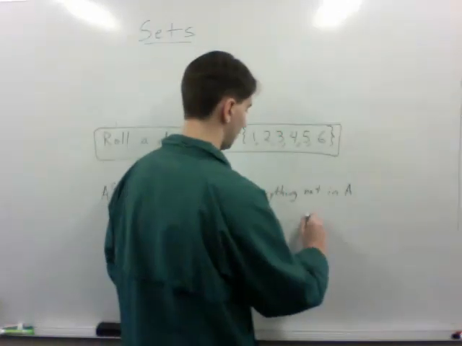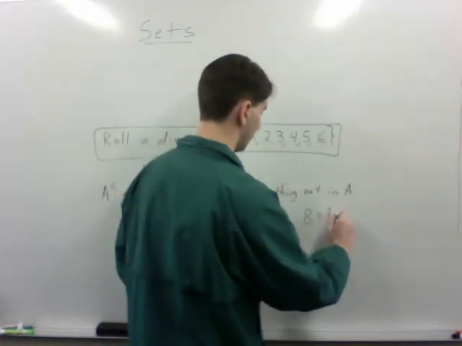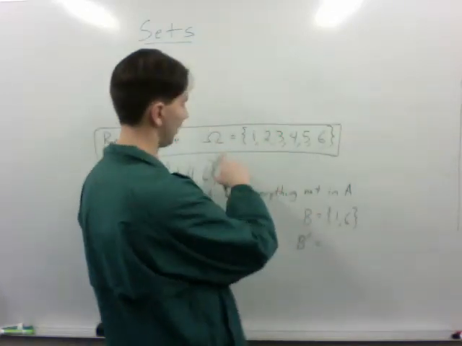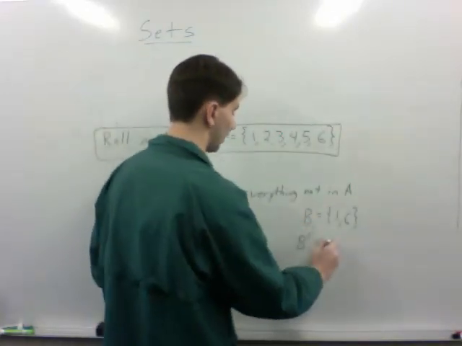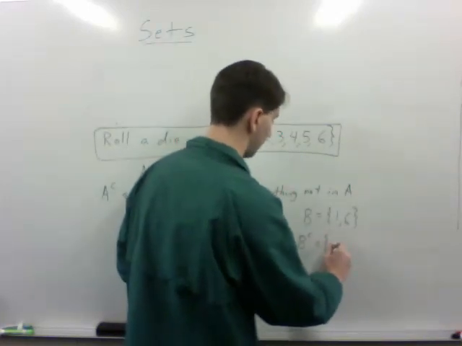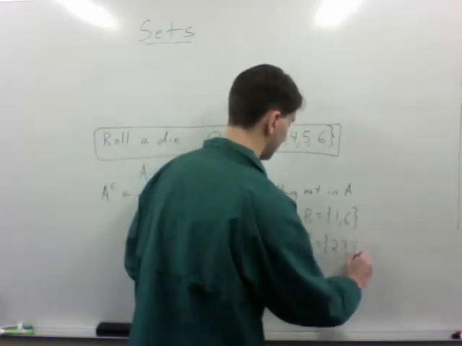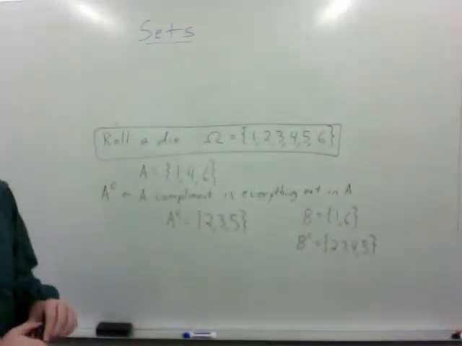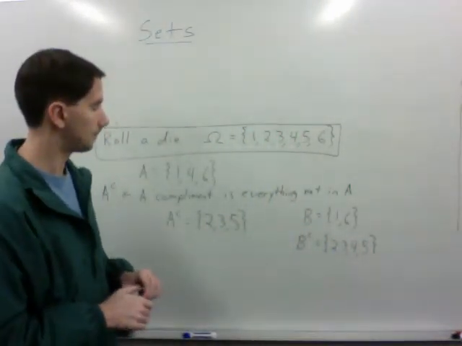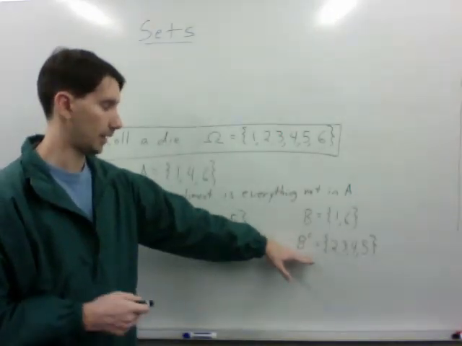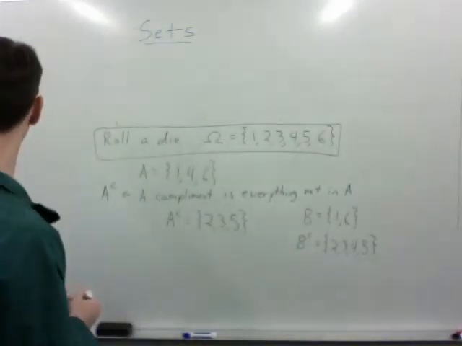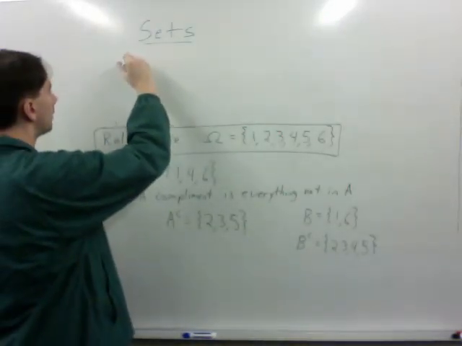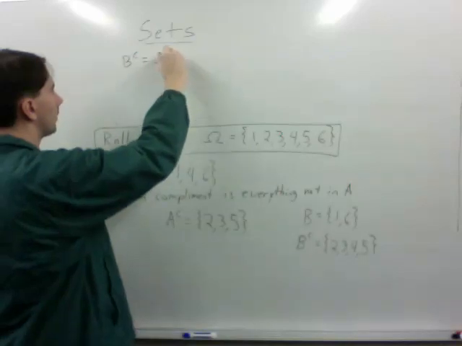So likewise, if we say B is equal to maybe the set 1 and 6, B complement will be everything within our universe that's not in the set, so that would be the set 2, 3, 4, 5. So that's what we mean by complement, it's just everything in the universe outside of the set. Another way to think about this is the set difference. B complement, sometimes we write it as omega minus B.